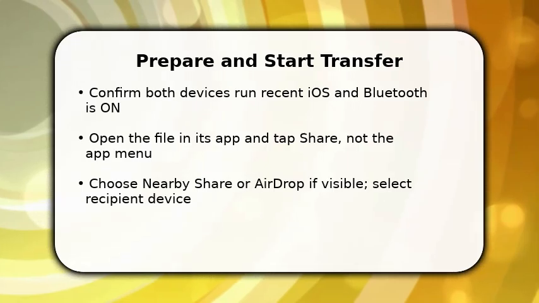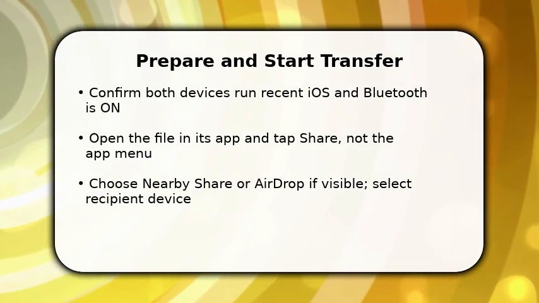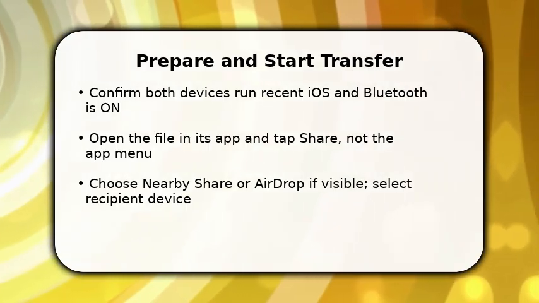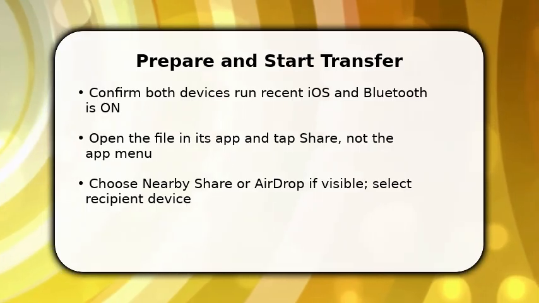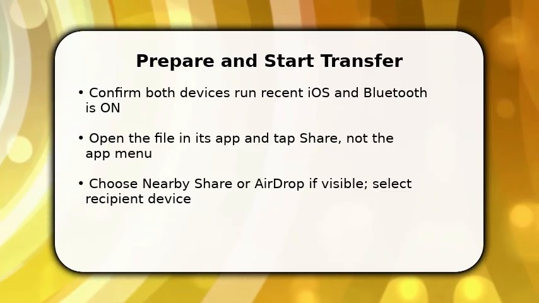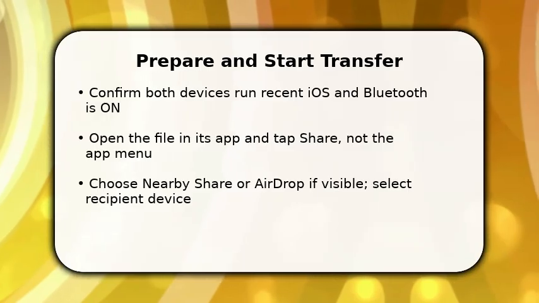Enjoy the video. You begin by making the connection. Turn on Bluetooth and Wi-Fi on both iPhones and unlock the receiving device so it can be seen. Open the photo, document, or file you want to send, tap the share icon, and scan the row of sharing options. Once you see AirDrop or Nearby Share, tap it and pick the recipient's device name.